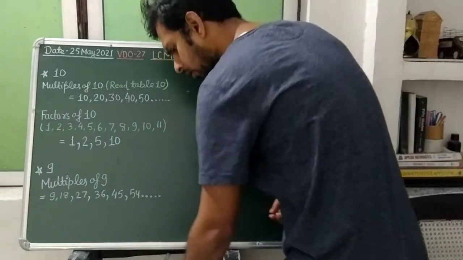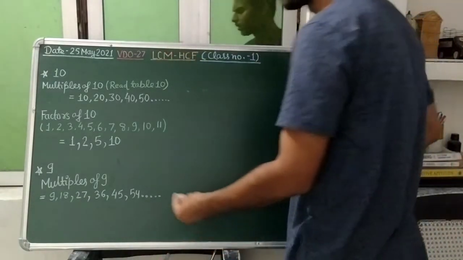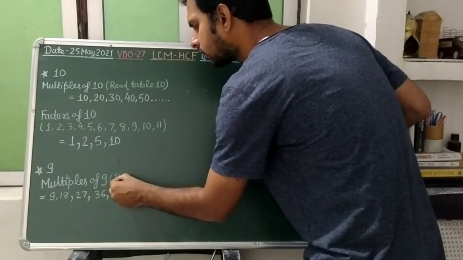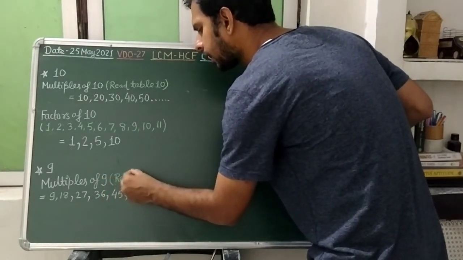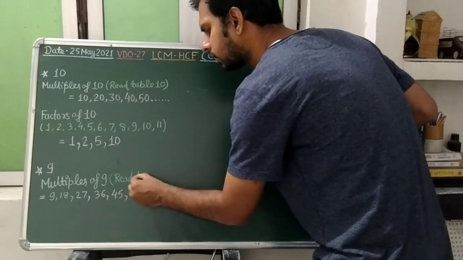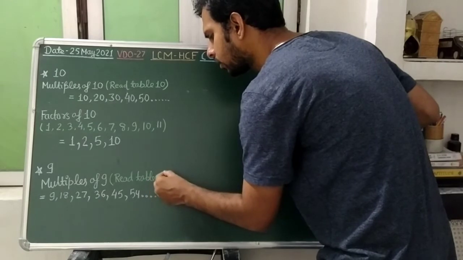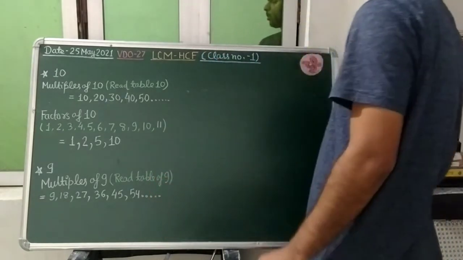So for writing the multiples of any number, what will we do? Read the table of that number. So the table of 9 will give you the multiples of 9.